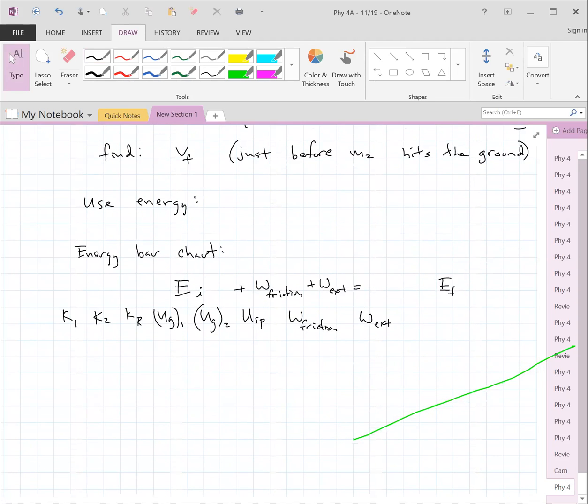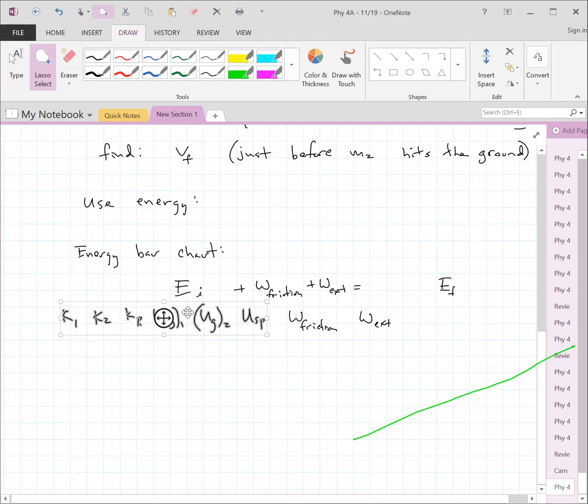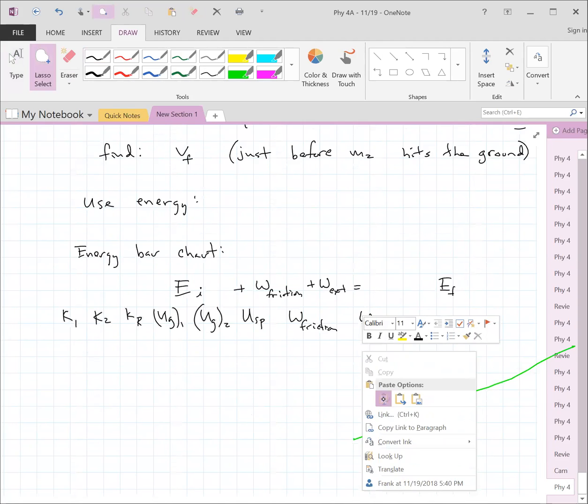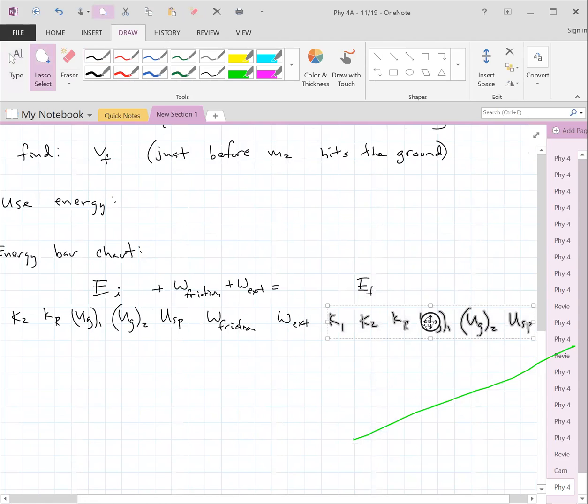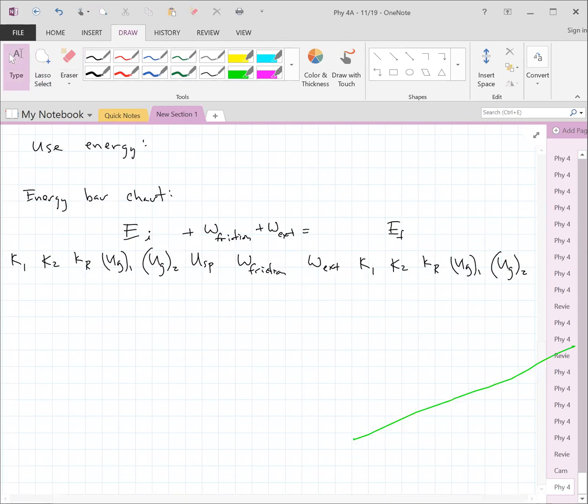And then at the end, we're going to have all this same stuff again. I'm just going to copy it. All the same stuff again, but now it's the final energies. And so our equal sign goes right there. And this is going to be our bar chart.